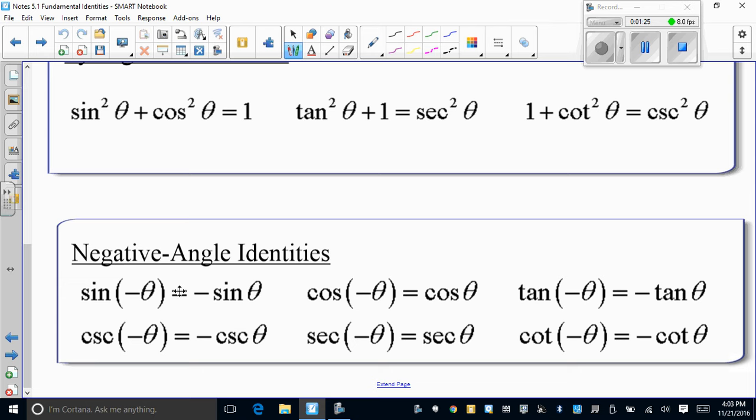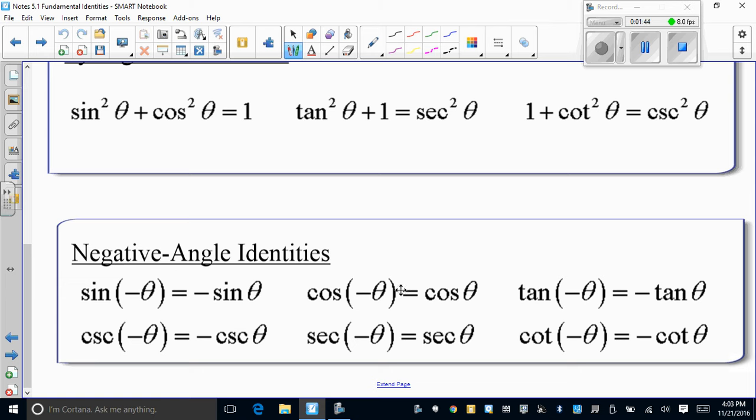And the new ones are the negative angle identities. Sine of negative theta, that means we're going down on the unit circle instead of up, so clockwise instead of counterclockwise. Sine of negative theta will give you negative sine of theta. Same with cosecant, it makes sense because they're reciprocals of each other.